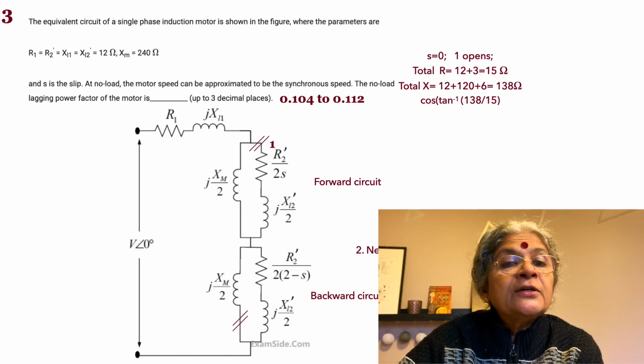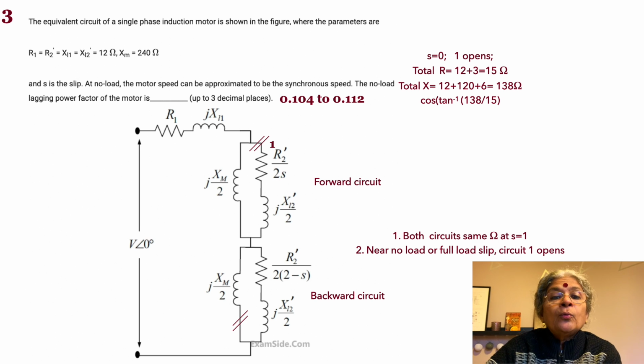The equivalent circuit of a single phase induction motor is shown in the figure, where the parameters are R1 equal to R2' equal to XL1 equal to XL2' equal to 12 ohms. So all these values are 12 ohms. As I said earlier, the problems are generally very simple. XM is the only large one, which is equal to 240 ohms, and S is the slip at no load. When S is near 0, the motor speed can be approximated to the synchronous speed. That is why we say S is near 0.